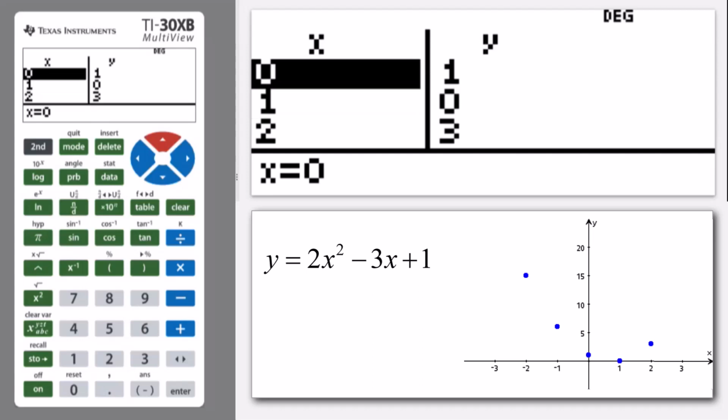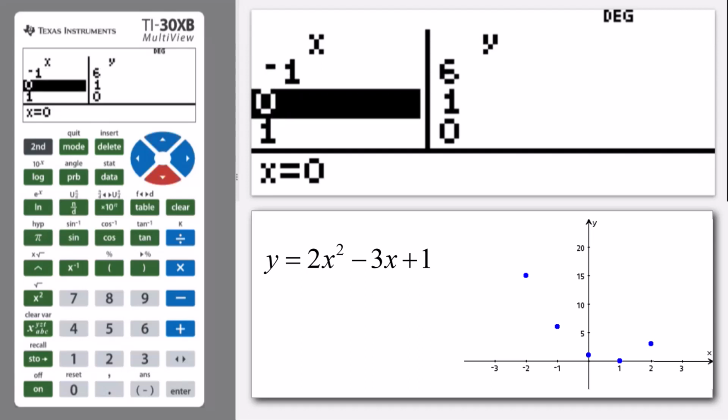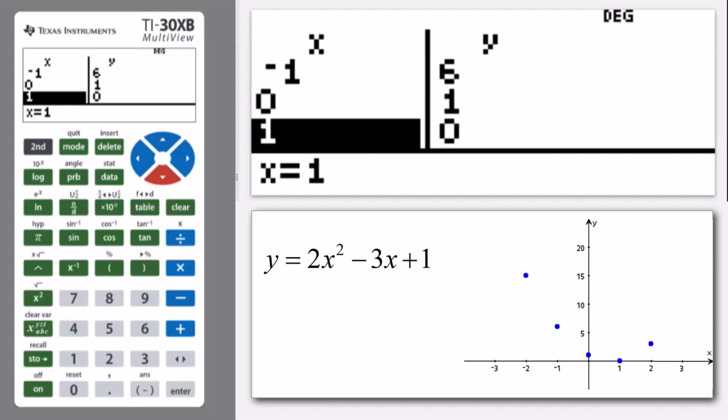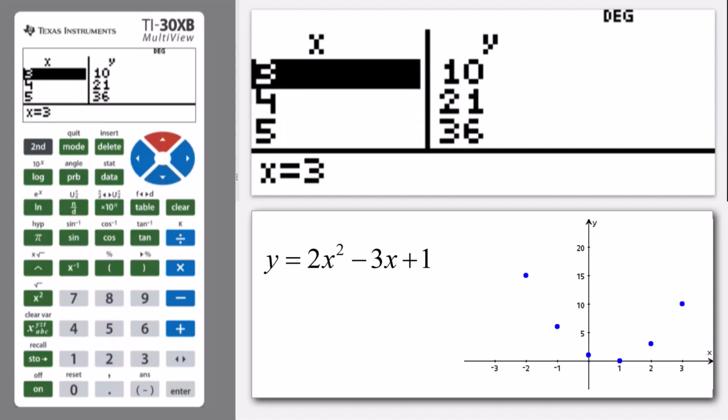Now here we go. So my Y values go from 6 to 1 to 0, so they're going downwards, but now they're going up again, 3, 10, 21, and so on. So somewhere back here is my turning point. Is it at 1, 0? Well, I don't think it might be. So let's have a closer look at the table.